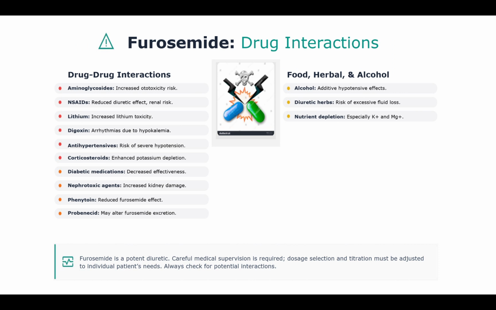Herbal supplements: certain herbal diuretics such as dandelion, uva ursi, juniper, buchu, and hibiscus can potentiate furosemide's diuretic effect, leading to excessive fluid and electrolyte loss. Nutrient depletion: it is important to remember that loop diuretics, including furosemide, can cause the loss of important nutrients like potassium and magnesium from the body.